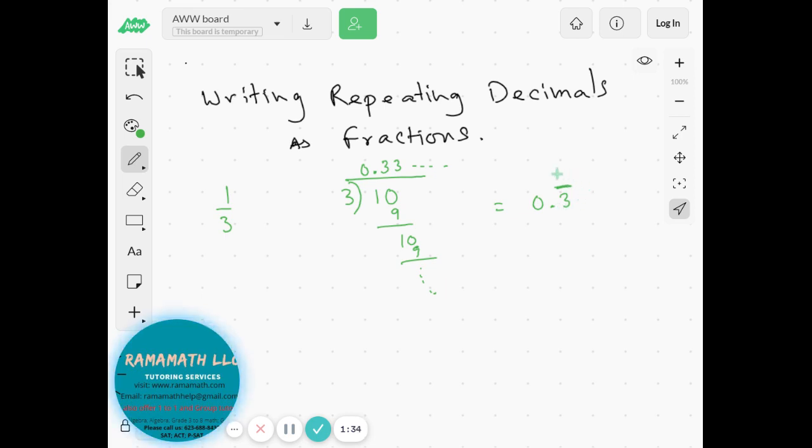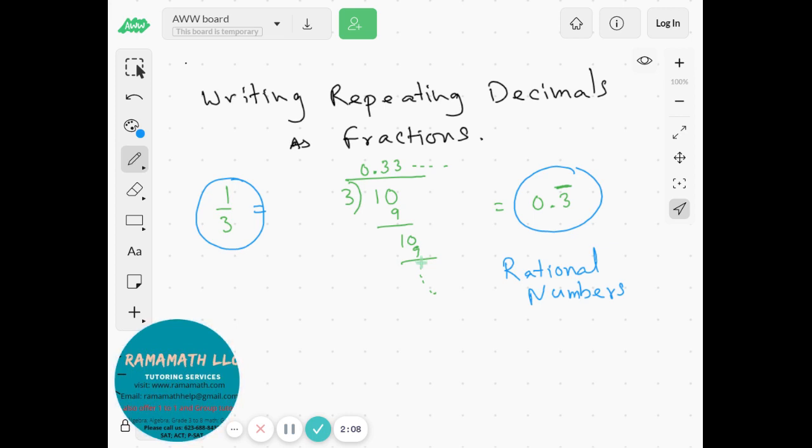So if I look at it backwards, 0.3 bar or 0.3 repeating is the same as the fraction 1/3. So now we can see that these repeating decimals can be written as fractions. That's the reason these are called rational numbers. Remember, if the number is repeating, it's always a rational number. It is not irrational. It is rational only. It is really important to know that.